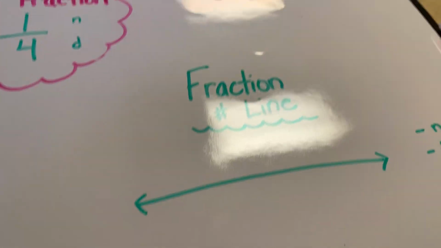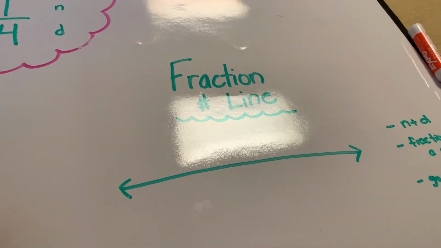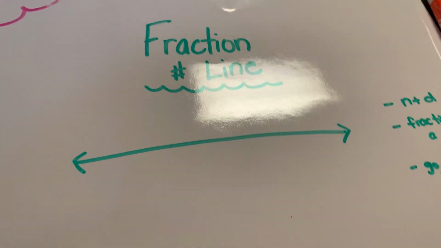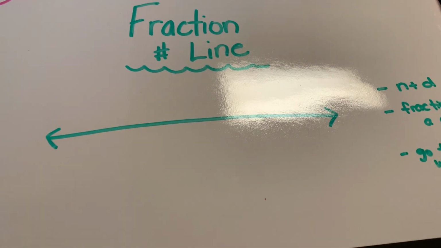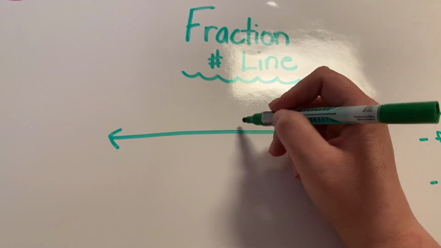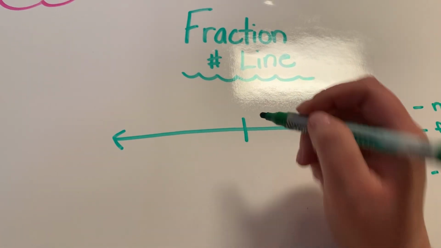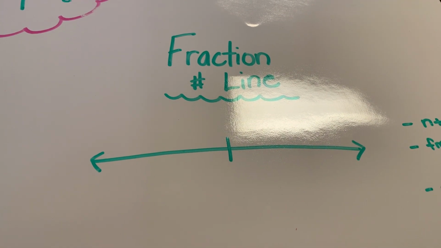Now, the fraction number line is a little bit trickier. So same with our fraction bar, okay? So we're gonna split this fraction line like we did our fraction bar. We're gonna split it right through the halfway mark, because that's the easiest to start, okay? So we're gonna split that halfway, okay?